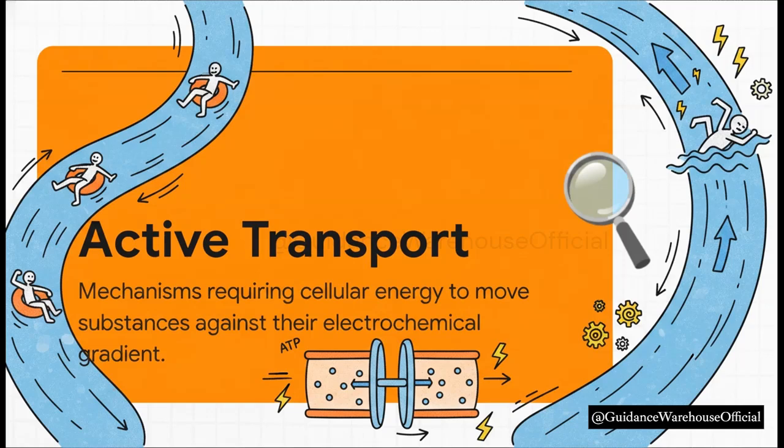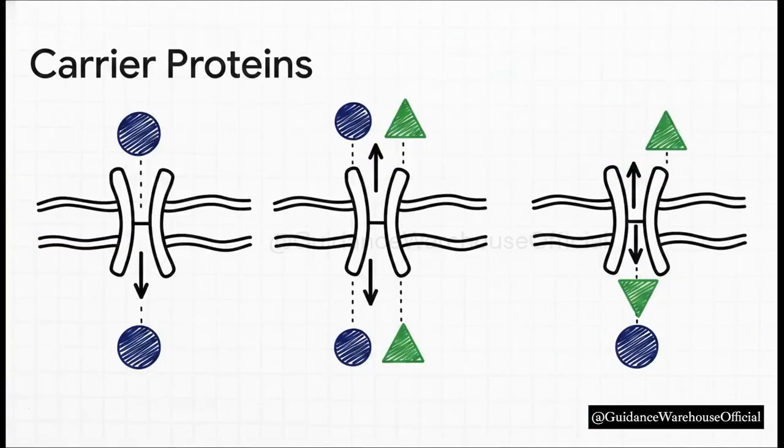That's active transport. Remember our river analogy? If passive transport is lazily floating down the river, active transport is swimming upstream against a roaring current. It requires burning energy, specifically ATP, to physically force substances against their concentration or electrochemical gradient. To pull off this upstream swim, the cell uses these amazing microscopic mechanical pumps, which are specific carrier proteins embedded right in the membrane. We have three main types.